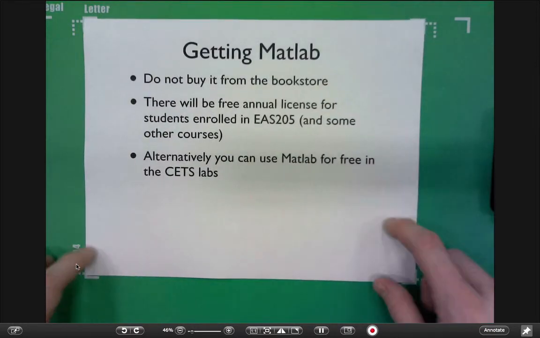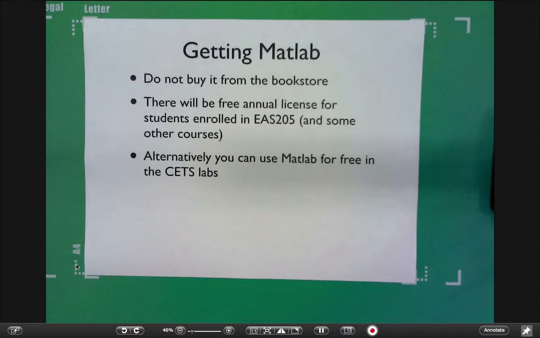So where do you want to get Matlab? You are sort of in luck. I just got some emails recently that there is an initiative to get you Matlab for free, at least for this year. All students enrolled in a Matlab relevant course like this one should be able to get a free annual license.